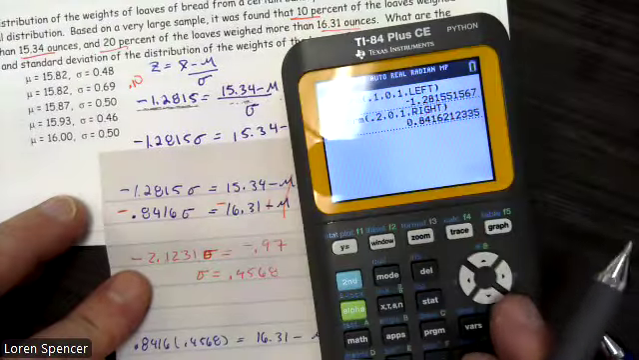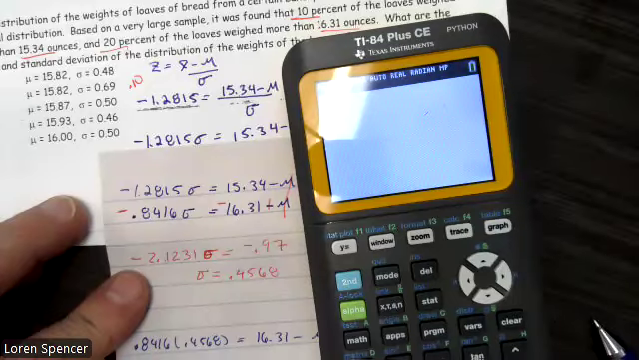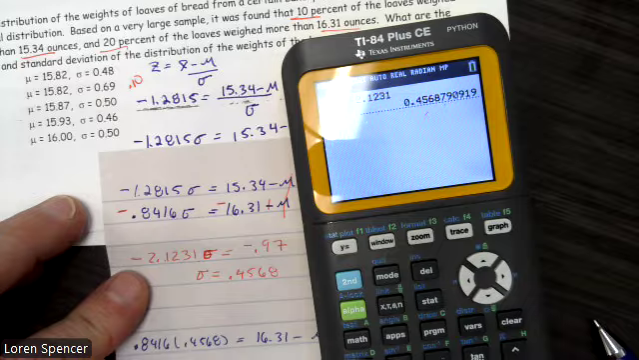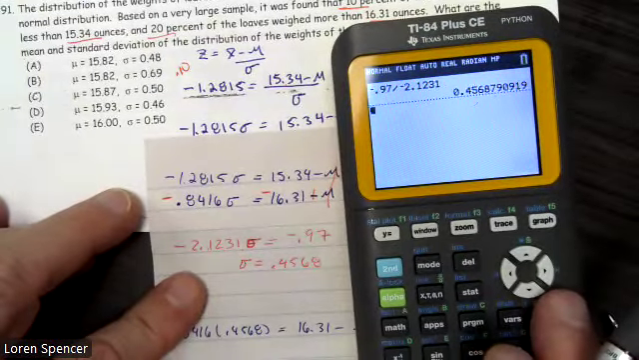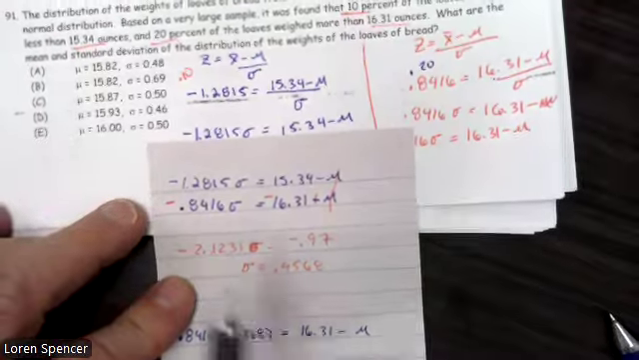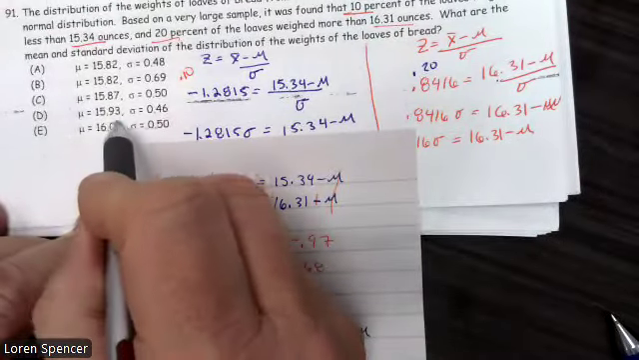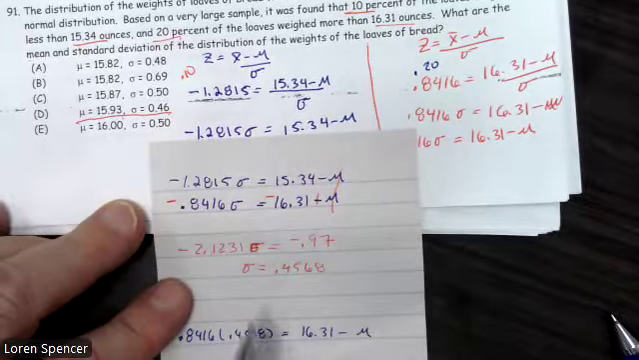I'm going to divide both sides by that 2.1231. So negative 0.97 divided by negative 2.1231, and I end up getting a standard deviation of 0.4568. So we know our standard deviation, and really at this point we actually know our answer, but I'm still going to check it out.